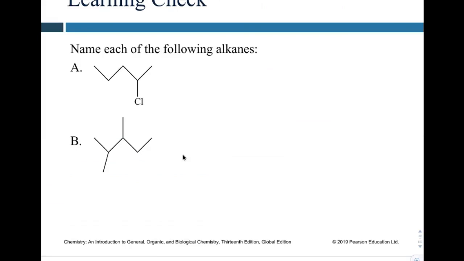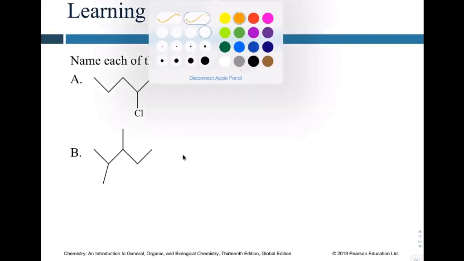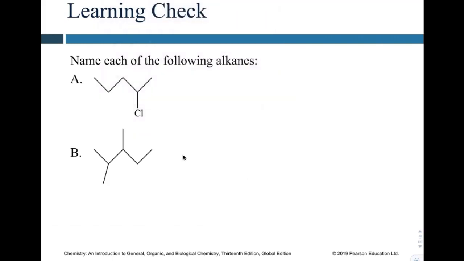So name each of the following alkanes. So pause and give me a name for these. All right, so let's look for our main chains first. You got to look for your main chain. I got here 1, 2, 3, 4, 5, and there's no other options. So here's my main chain. Put a ring on it. And then let's name it.